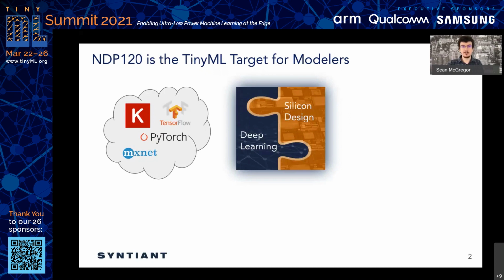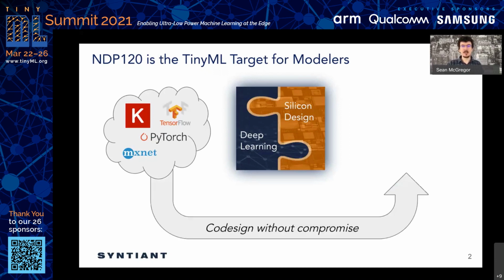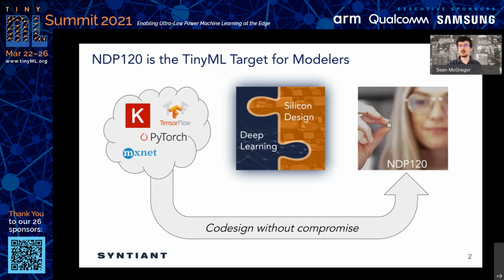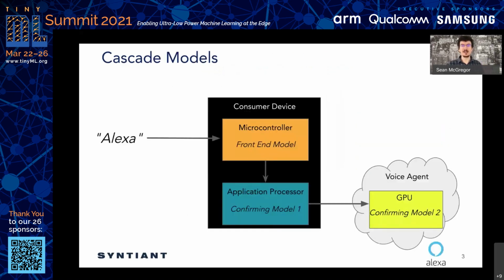And at Syntiant, we solve this problem very deliberately through a co-design process where we bring together deep learning engineers and silicon designers to produce silicon that can make that process as light and easy as possible. I'm going to label this as the NDP 120 really doing this co-design process without compromise. It's producing the NDP 120, which is meant to run your architecture your way and really open up that design space.